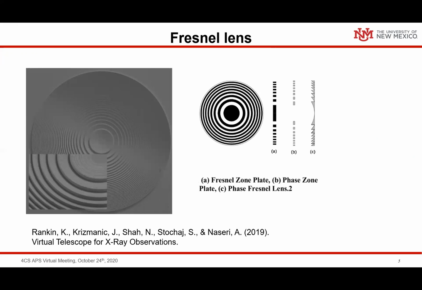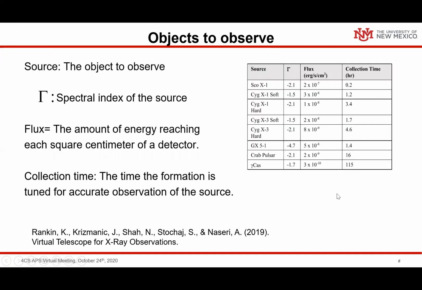In the optic satellite, we use the Fresnel lens, and you can see the image of a Fresnel lens. It is discussed more in this paper. The objects we want to observe are given in this list, along with the time that the science observation with 55 milliarcsecond accuracy takes place. For example, for the Crab Pulsar, we want 16 hours. So in the apogee, 16 hours of observation should take place.